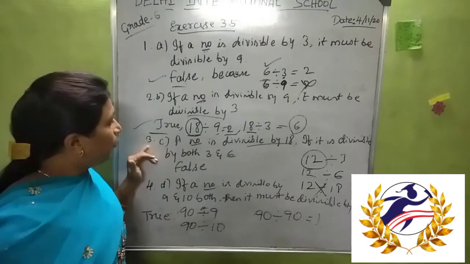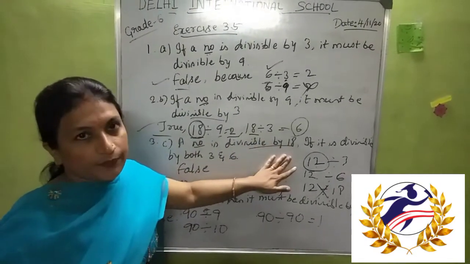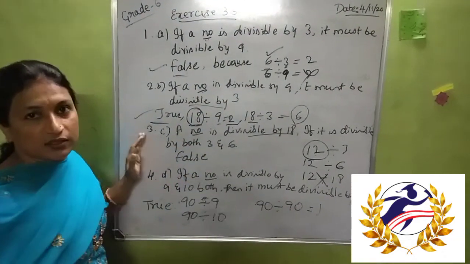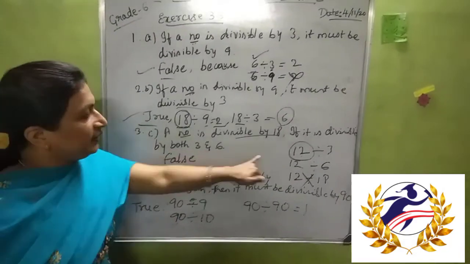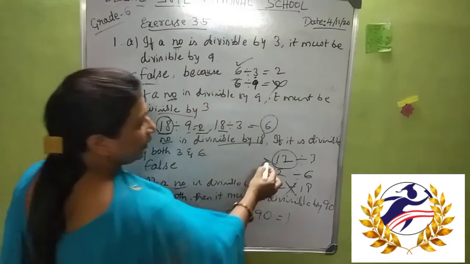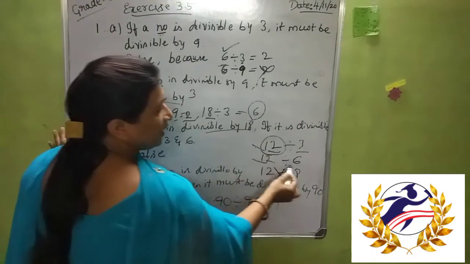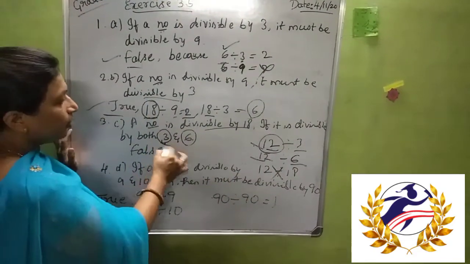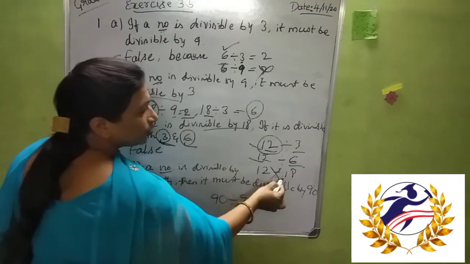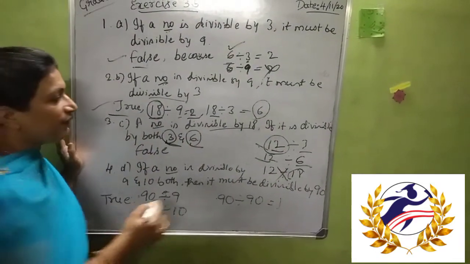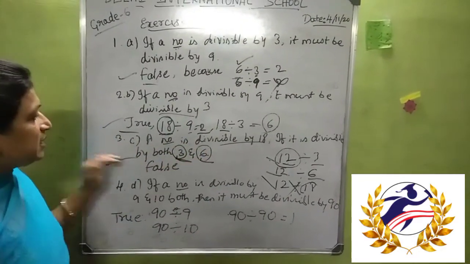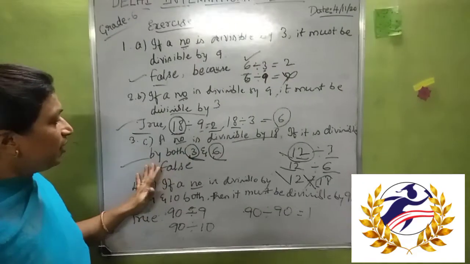So next we will take the third one. A number is divisible by 18 if it is divisible by both 3 and 6. So it is a false statement. I gave an example: the number 12. It is divided by 3 and also by 6. But it will not be divided by 18. That's why this statement is false.